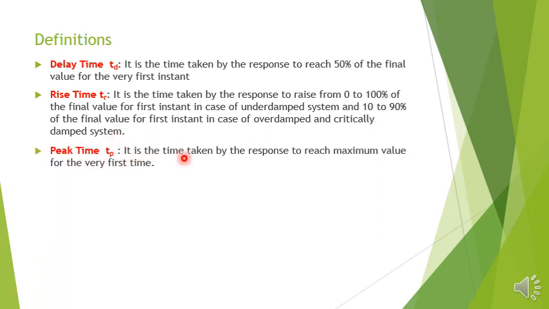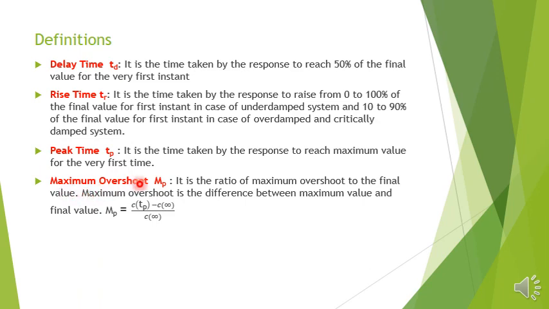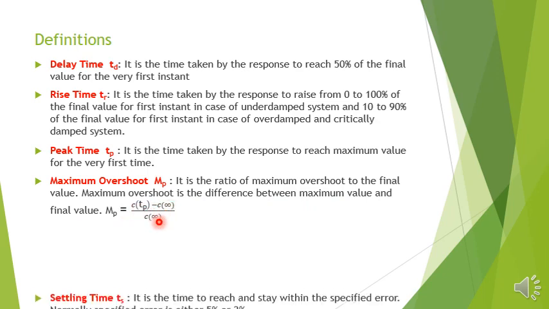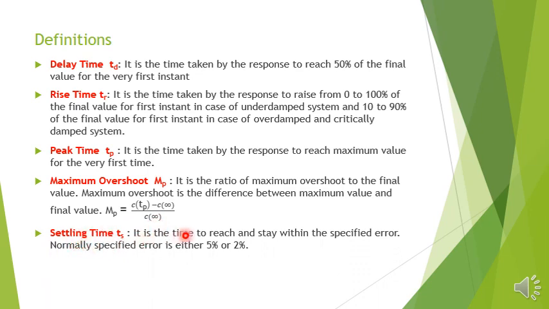Peak time is the time taken by the response to reach the maximum value for the very first time. Maximum overshoot is the ratio of maximum overshoot to the final value. Maximum overshoot is the difference between the maximum value and the final value. That is, MP can be given by the formula C of Tp minus C of infinity, divided by C of infinity. And settling time is the time to reach and stay within a specified error. Normally the specified error is either 5% or 2%.